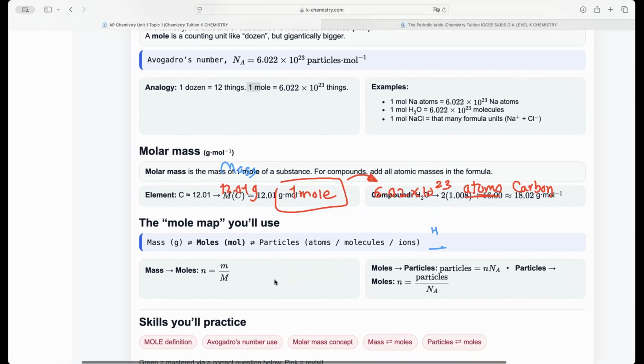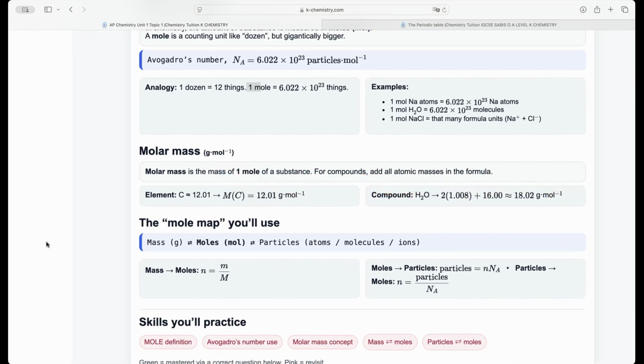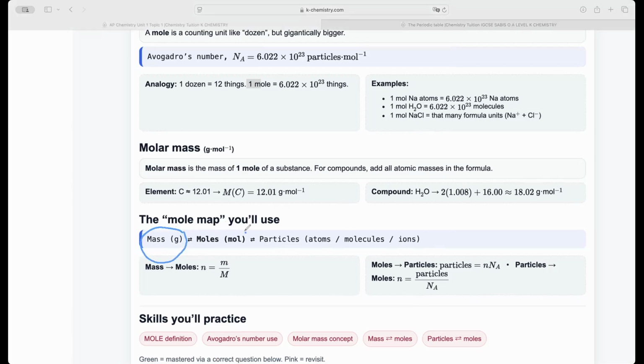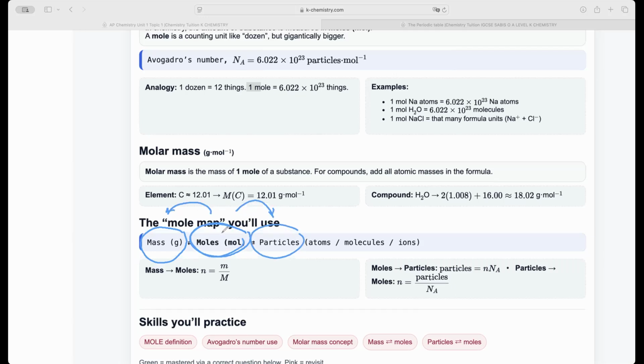So now I can use the mole to link between things that I see and things that I don't see. For example, this is the mass that I can see. This is the moles and particles. So the mole actually is a link between these two together. A link between the mass and the particles, either atoms or molecules or ions. So I can say that the mass is linked with the moles by this rule.